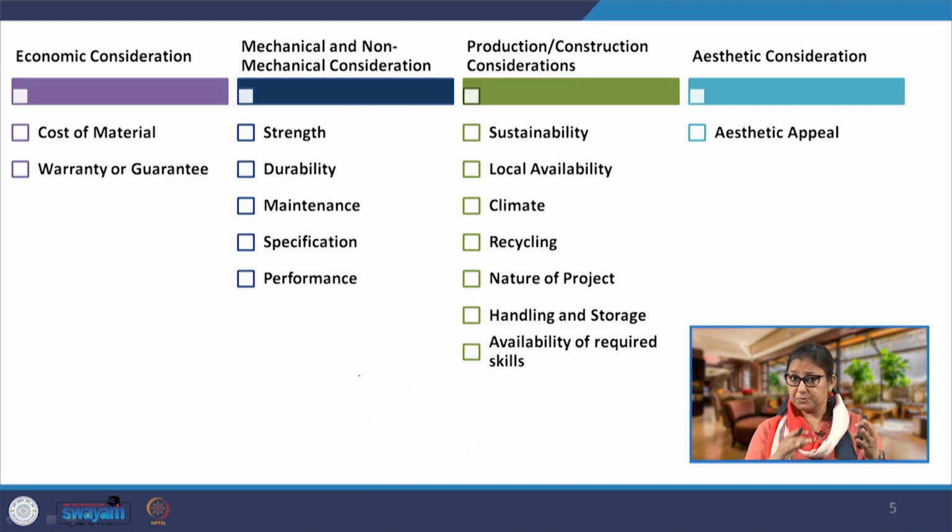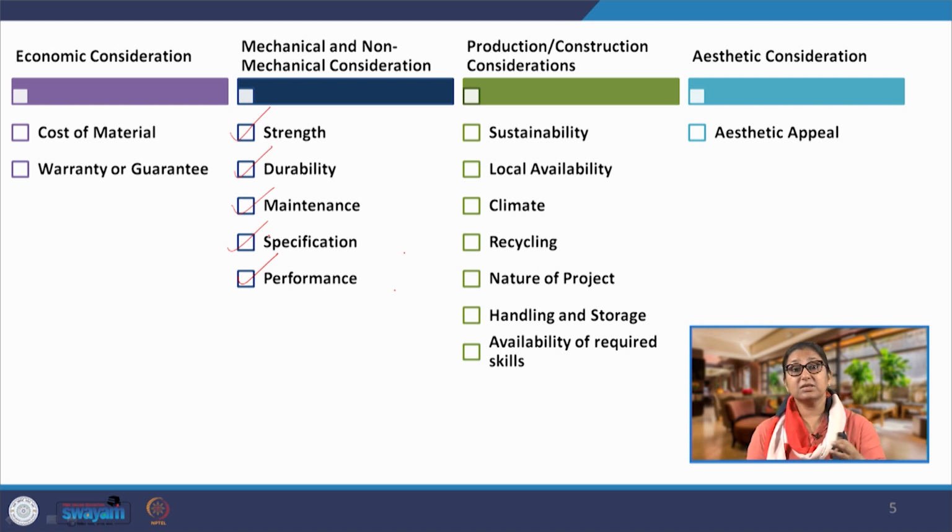Now, if we look deeper into these factors, the one which is most important, without this the buildings cannot function well. So, what we are looking at when we say mechanical and non-mechanical considerations is that we have to check the strength, their durability, what kind of maintenance requirements do they have, their specifications and their performance in terms of thermal performance, visual performance, acoustic performance. Because when we say glass, there are varieties of glass available in the market today, but their visual performance governs which one to use. We have just seen that.